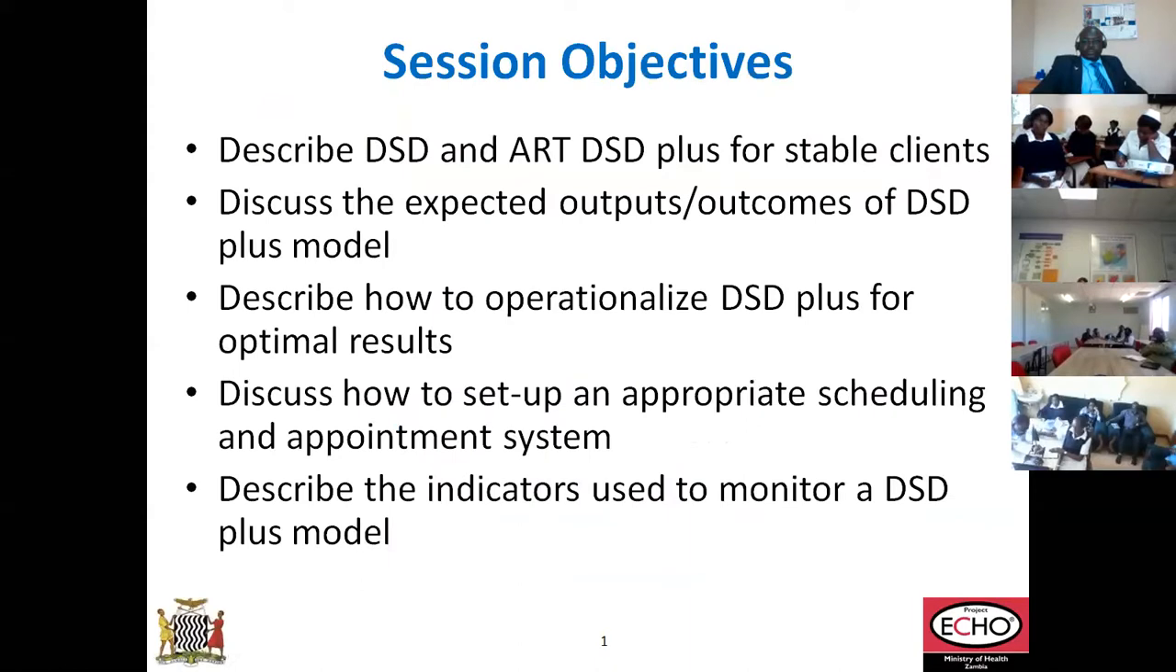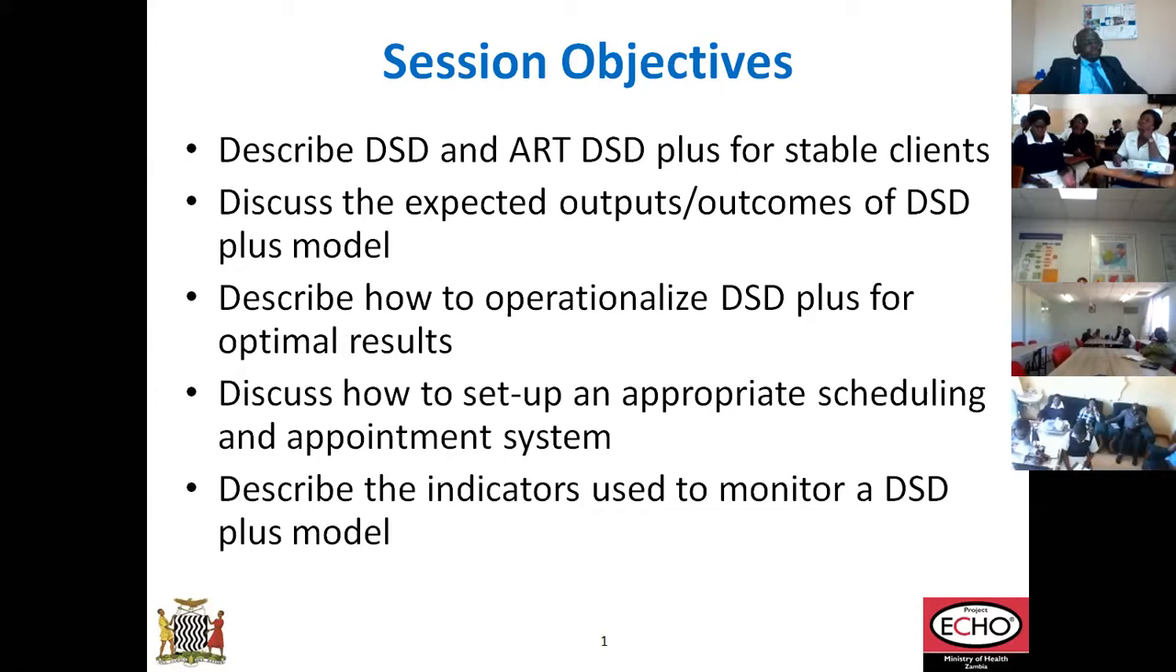So I will just go over the session objectives. In general, I'm sure everybody around the country understands what differentiated service delivery is, or differentiated care, which is what WHO calls it. I will talk about ART DSD Plus for stable clients, and then discuss the expected outputs from this kind of intervention, which is quality assurance for the patient care that we're carrying out in the country. We want to describe how you operationalize it, and discuss how to set up an appropriate scheduling system.